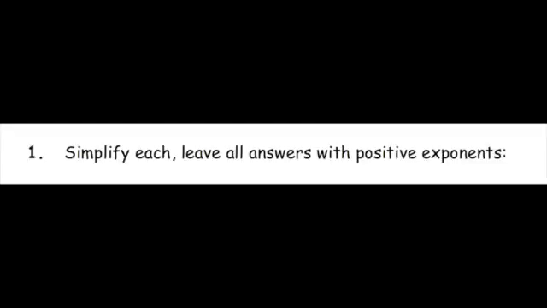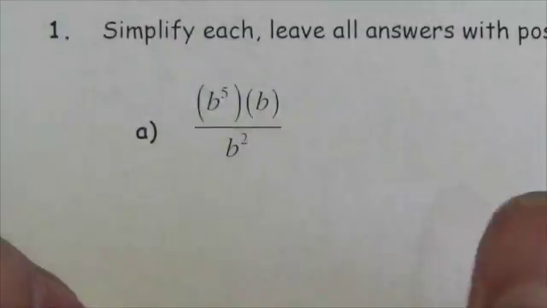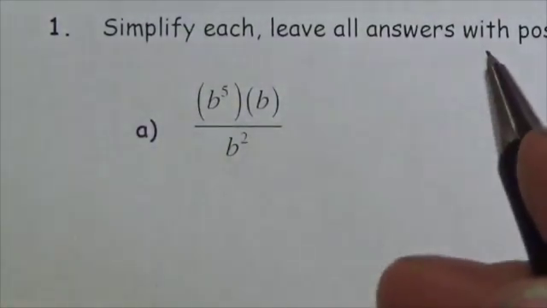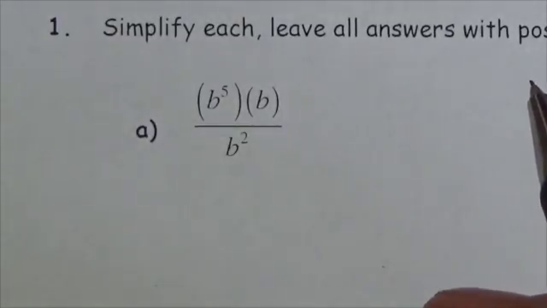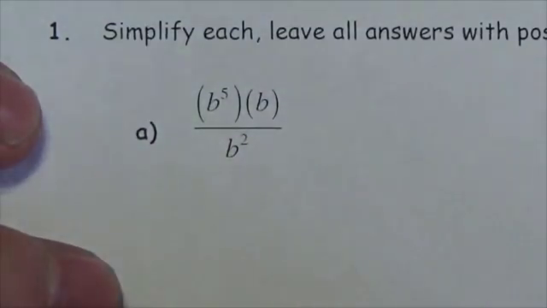Simplify each of the following and leave all answers with positive exponents. b to the fifth times b divided by b squared. Okay, so here we're going to put these all together. Now, the expectation that we're going to put these all with positive exponents isn't a rule per se, but in this particular question, it's the expectation. So if you end up with a negative exponent, we just want to get rid of it. But that's not always the case. It's not always required that you get rid of negative exponents.